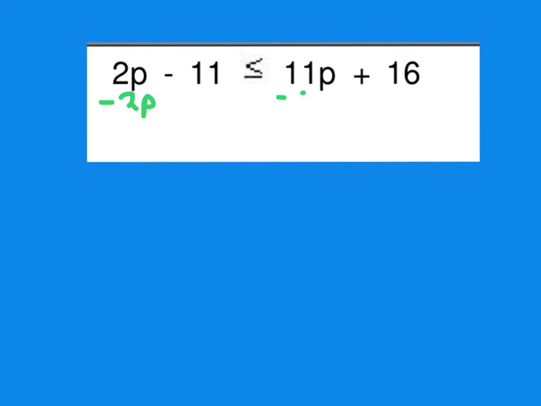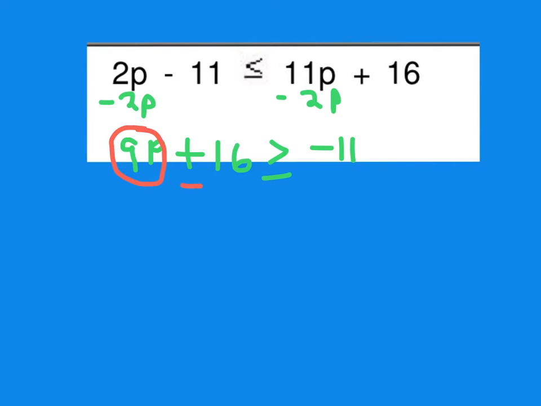All right. I'm going to rewrite my equation, and I'm going to flip it around here. 11 minus 2 is 9, so now I have 9p plus the 16 is greater than or equal to that negative 11. All right, our next step is to get the 9p by itself. So we're going to subtract 16 from both sides.